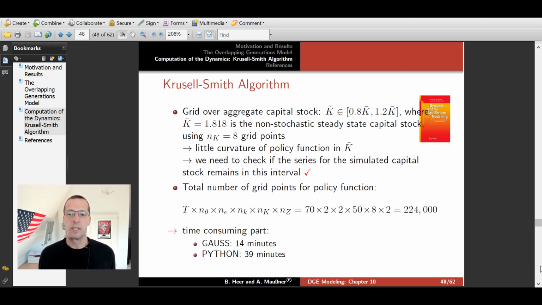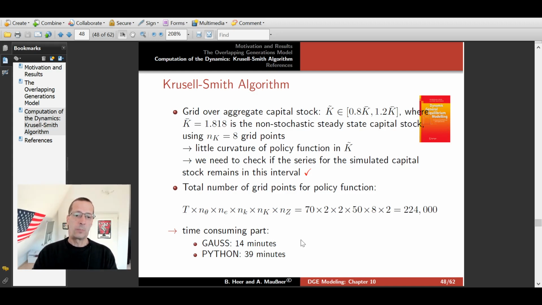We have to determine a grid for the aggregate capital stock, and we choose that the interval is between 80%, the lower boundary, and 120% of the non-stochastic steady state capital stock K bar, which is equal to 1.818, which we have found in step 1, if you remember. And we choose 8 grid points. We choose few grid points here, 8 grid points, and the reason is that we observe little curvature in the policy function with respect to this variable, aggregate wealth K. Of course, we need to check that when we simulate our economy, the simulated capital stock remains in the interval between 80% and 120% of the steady state capital stock.